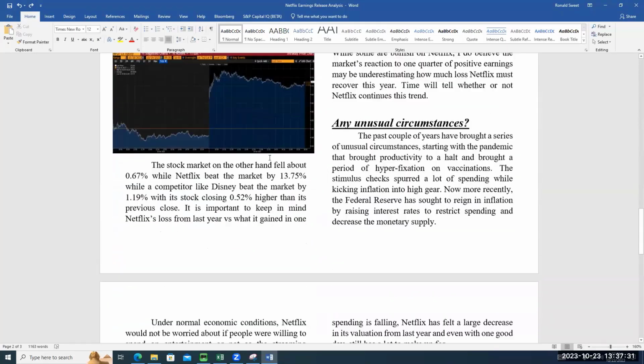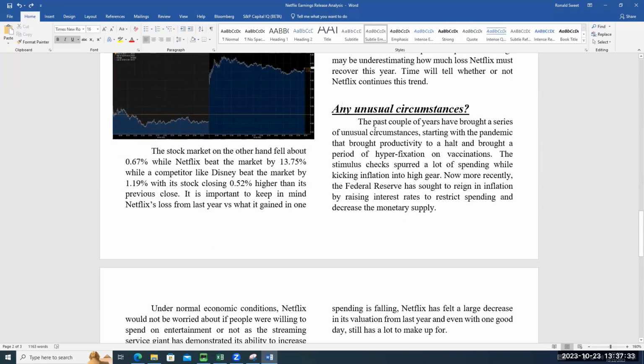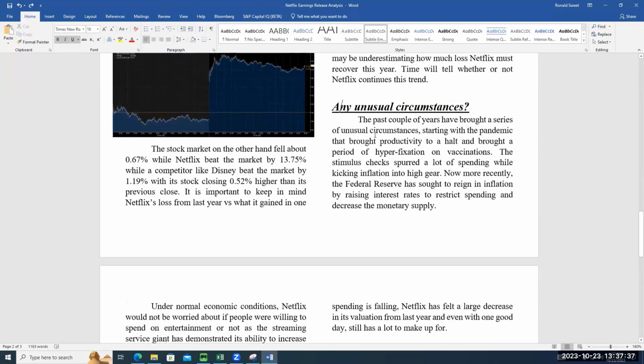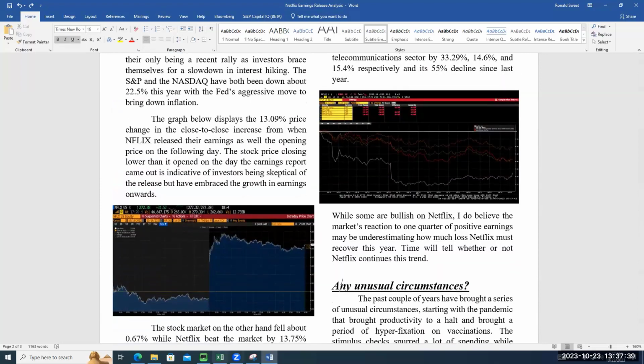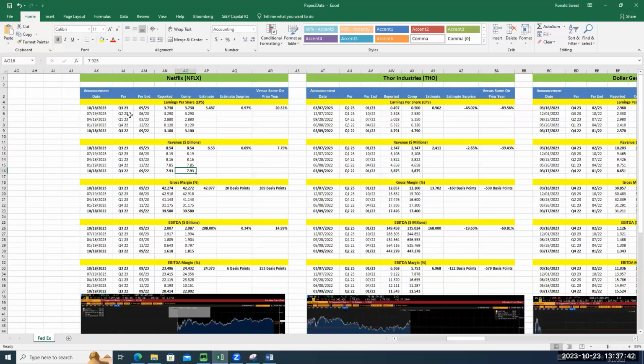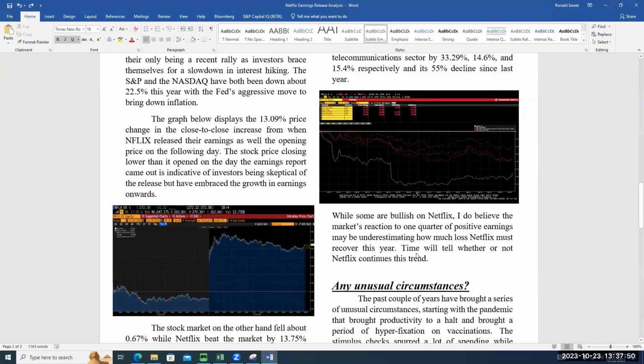And then they ask about any unusual circumstances. We don't really need that. I think they misinterpreted my paper. The main thing on unusual is if there was something strange between reported and comp that went on. So that usually is just one sentence. They kind of misinterpreted that.